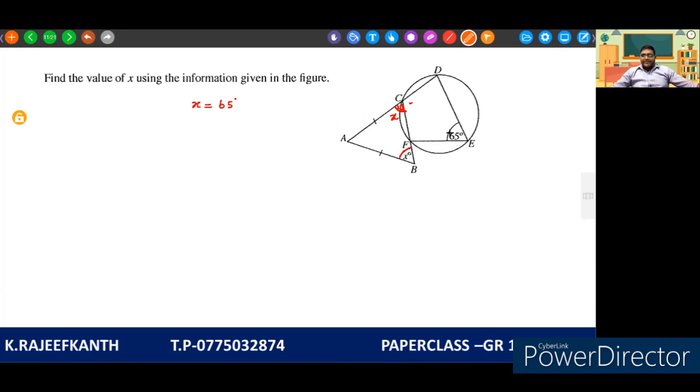Otherwise, here if it is 65, you can write this one as 115, because opposite angles are supplementary. So sum of these two angles should be equal to 180. So if it is 65, then this angle will be 115. So x plus 115 is equal to 180. So x is equal to 65. In these two ways, you can find the value of x, right? Then next one.